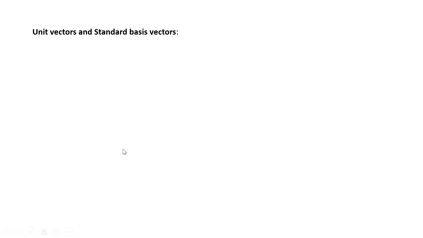Next, one more concept: unit vectors and standard basis vectors. There's something called a unit vector. What's the definition of a unit vector? A vector whose magnitude is equal to 1 is called a unit vector. As simple as that. If you see a vector whose length happens to be 1 unit, you'll say that's a unit vector.